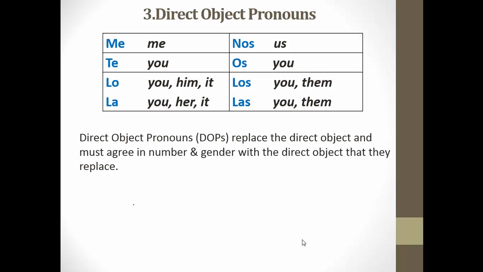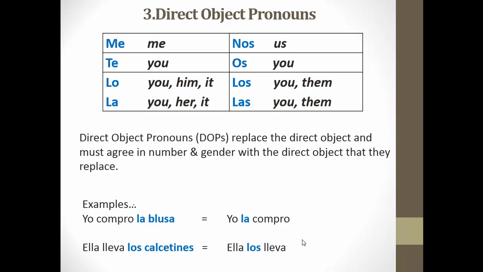Remember, DOPs replace the direct object and must agree in gender and number with the direct object they replace. Here are some examples. I buy the blouse. Yo compro la blusa. Blusa ultimately is the direct object, but the direct object pronoun would be la. Yo la compro. You can see right here that the direct object pronoun in Spanish goes before the conjugated verb.